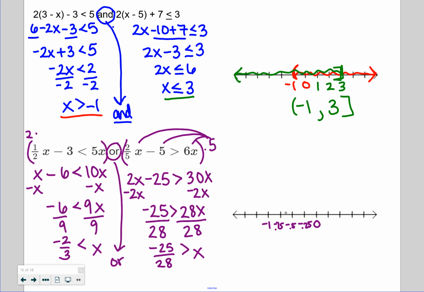I want all the x values greater than it. Think about the alligator mouth. X is bigger than -2/3. So it's going to look something like that. Okay, then I want to do all the x values that are less than -25/28, which again is very close to -1.